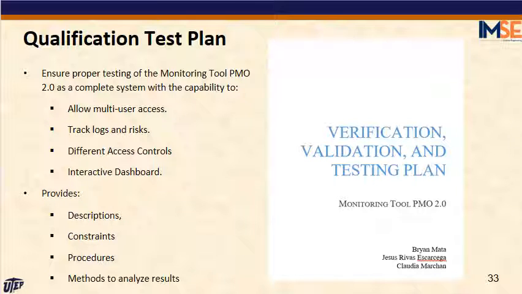The qualification test plan. This document was developed in order to ensure proper testing of the monitoring tool PMO 2.0 as a complete system with the capability to detect any access failures or dashboard failures and then to report the findings to the software engineer. Overall, it will provide the descriptions, constraints, procedures, and methods to analyze the results of the designated test.